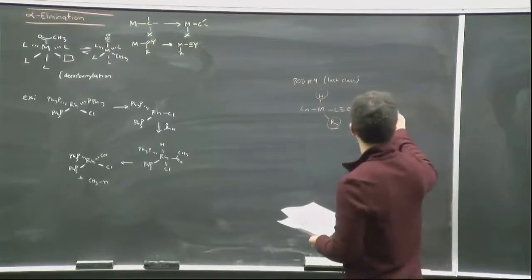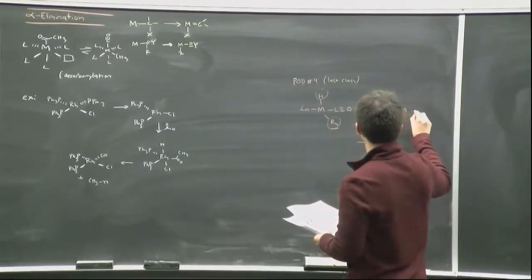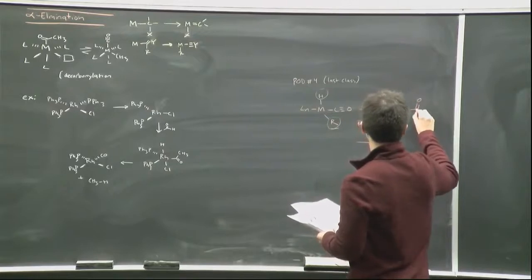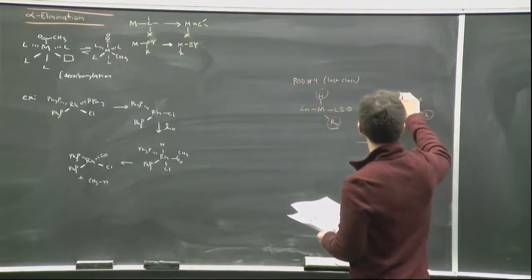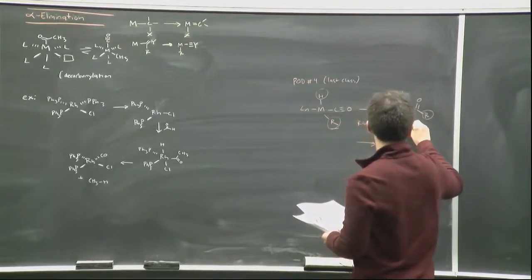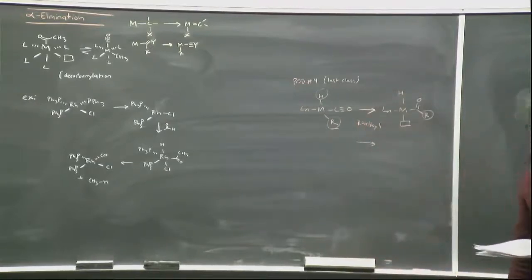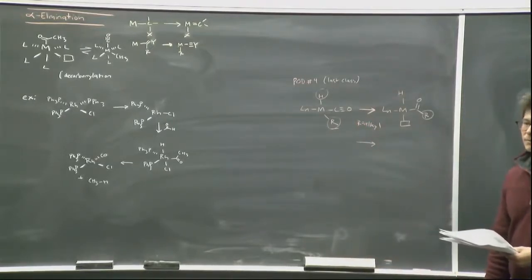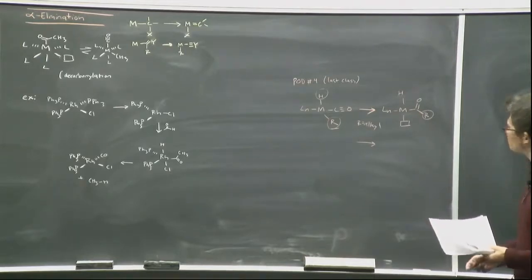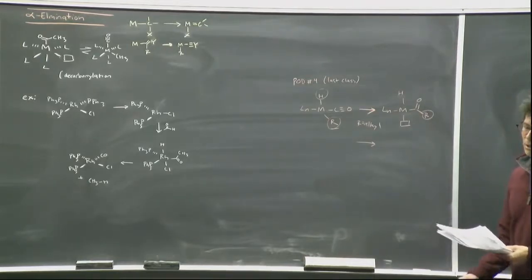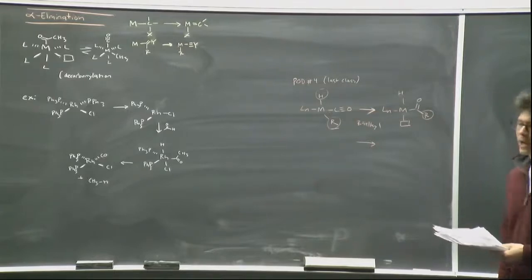And why do you think that? And what's your explanation? H is small, it's spherical, can often be a good ligand, or can be a good migrating group. So why would it not insert in this case?